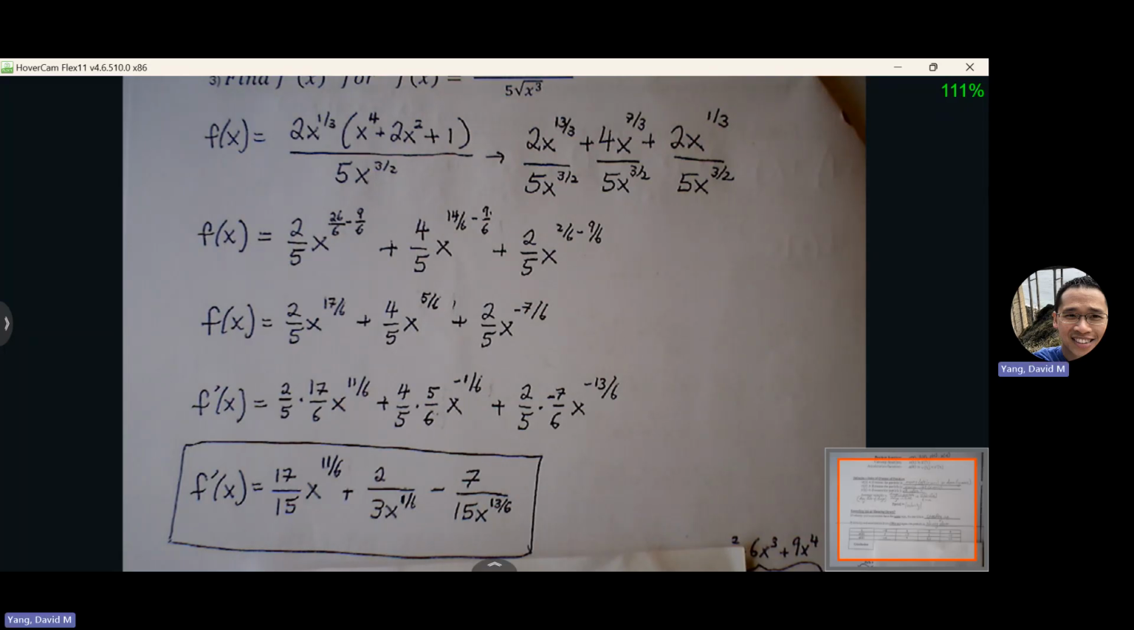All right, let's try number 4 as well. This one, see if you can do on your own, going through all your steps.